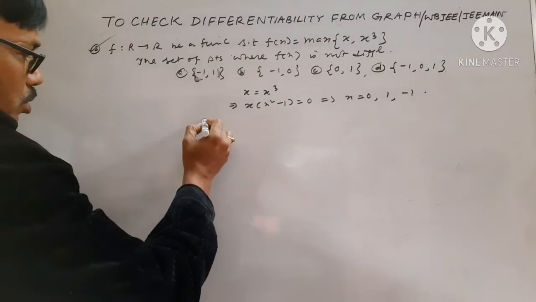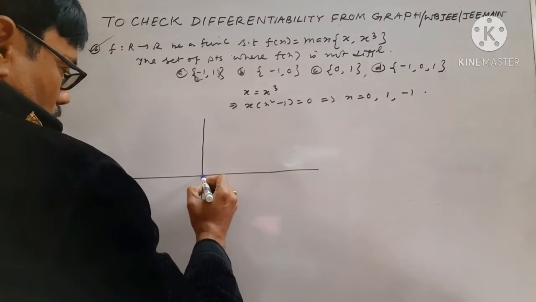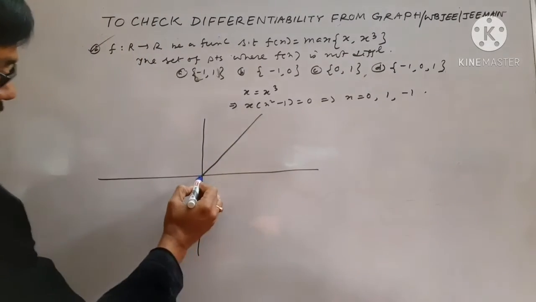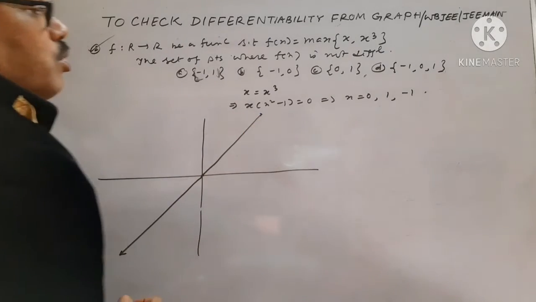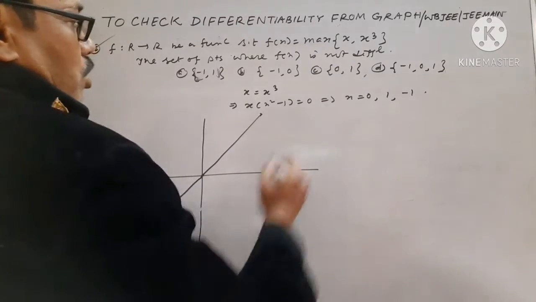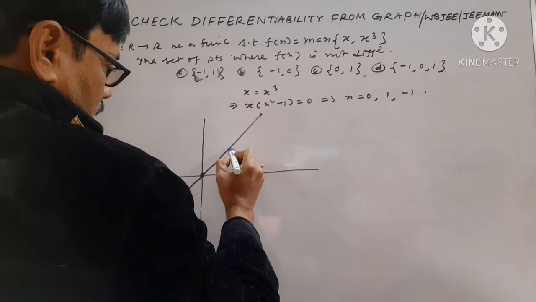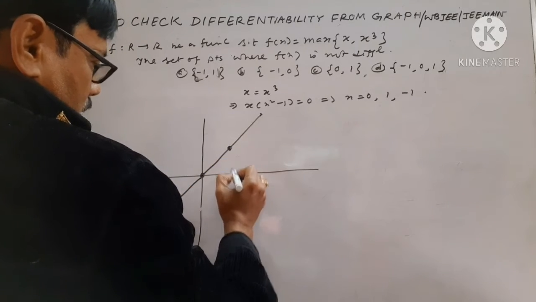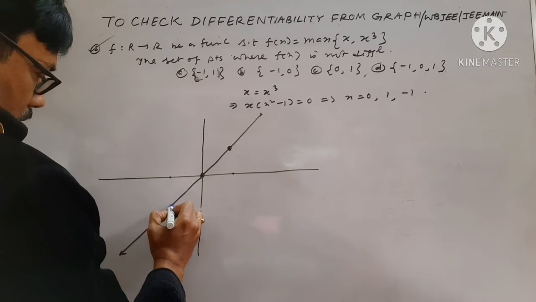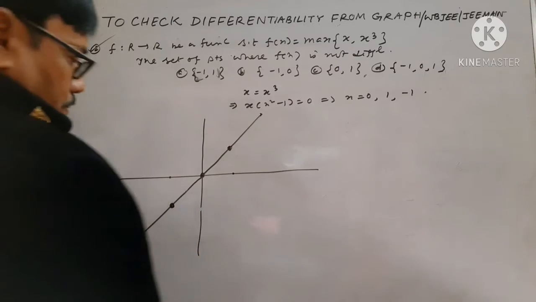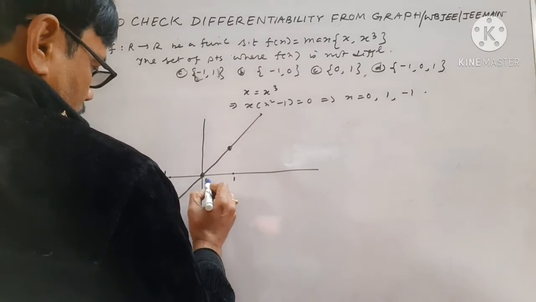Now we try to draw the graph of the function. Now y equals x. So this is a line passing through the origin. Y equals x cube. So at x equals 0 it is 0. At x equals 1 it is 1. Because y equals x, at x equals minus 1, y is also minus 1. So this is 1, this is minus 1, and this is 0.